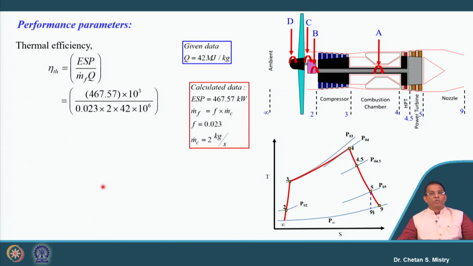Okay. So if we use this formula, the thermal efficiency comes to be 24.20%. Okay. There is nothing wrong in doing the calculation by this means, because we are considering the equivalent shaft horsepower. That's the reason why there is nothing wrong in putting this parameter.